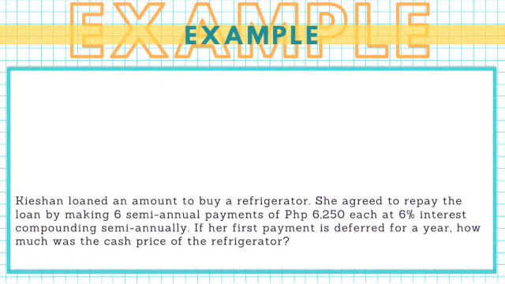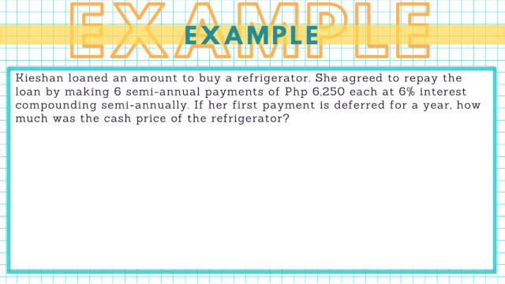Now let's have this example. Kishan loaned an amount to buy a refrigerator, and she agreed to prepay the loan by making 6 semi-annual payments of 6,250 pesos each at 6% interest, compounding semi-annually. If her first payment is deferred for a year, how much was the cash price of the refrigerator?